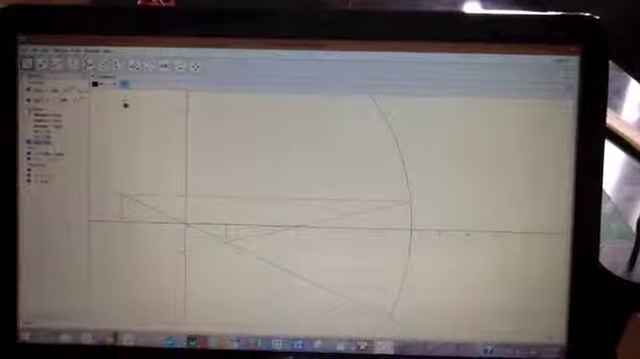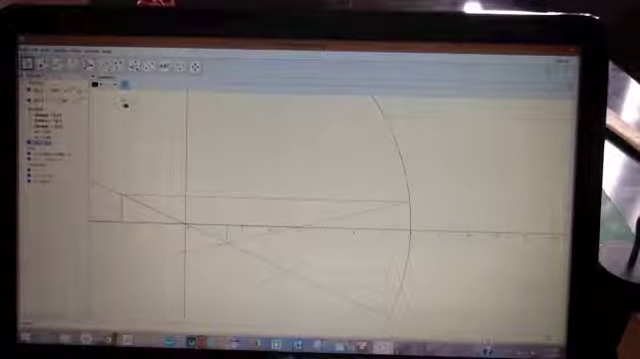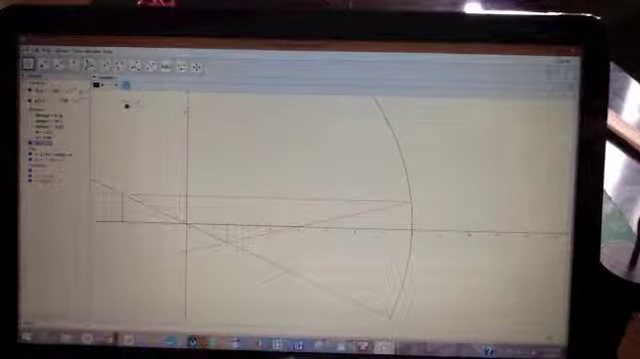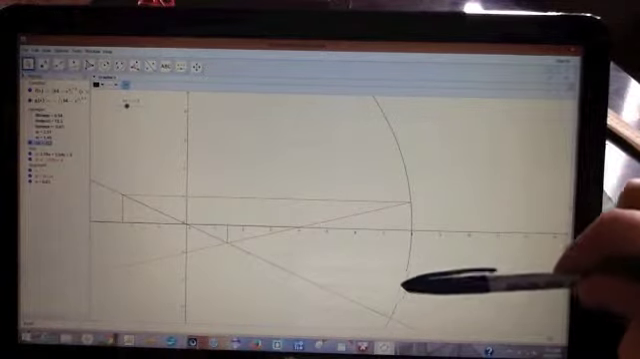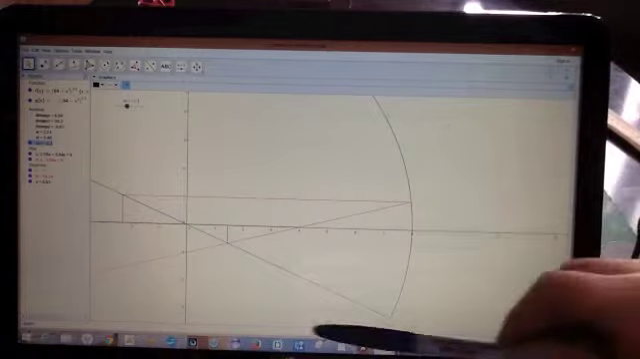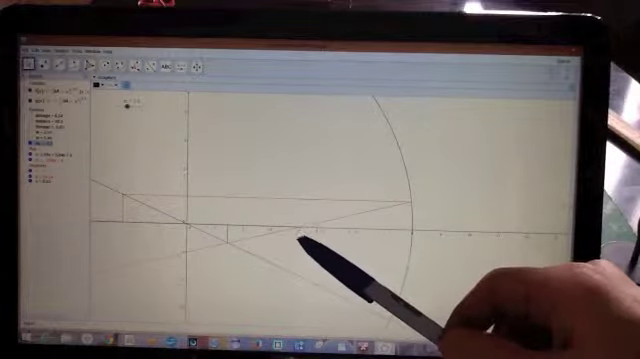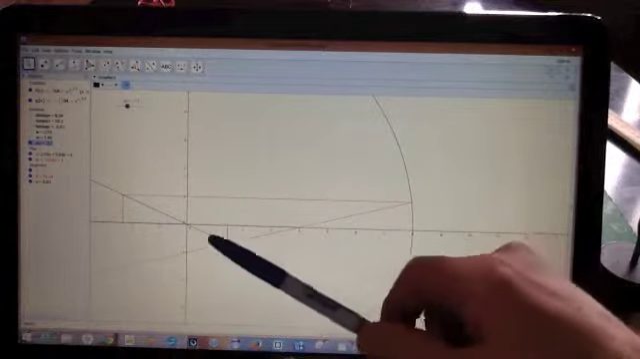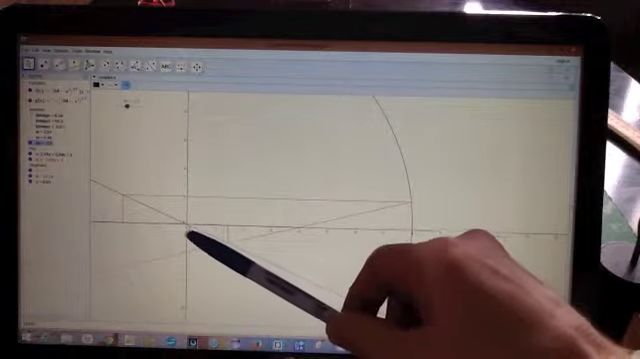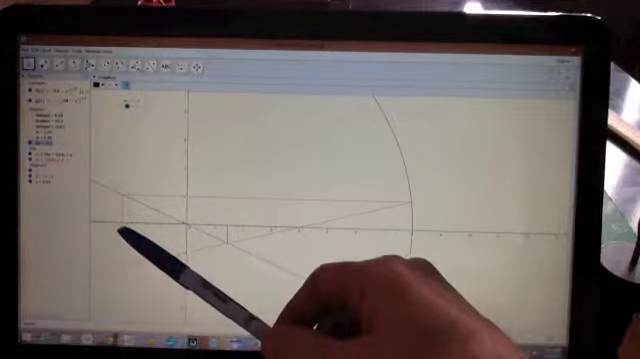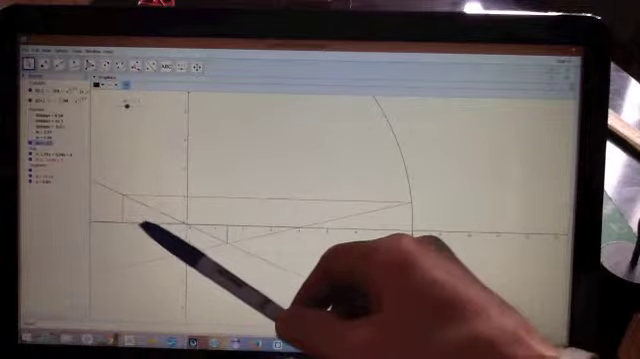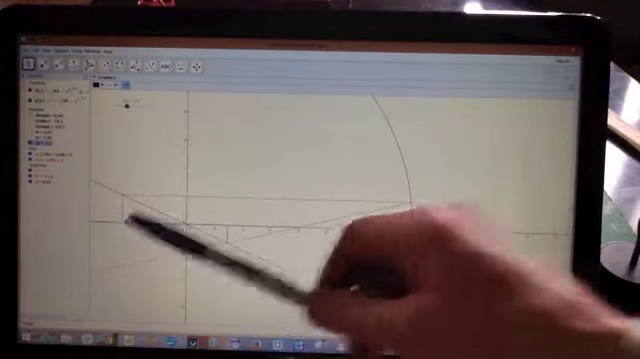This is a video just to try to tie together what happens with a convex mirror as you bring the object closer to it. This is a circle of radius 8, so that means my focus would be at 4, and twice my focus would be at the origin here at 0. So right now the object is outside, it's farther away than 2F.